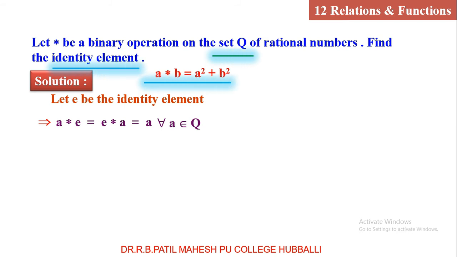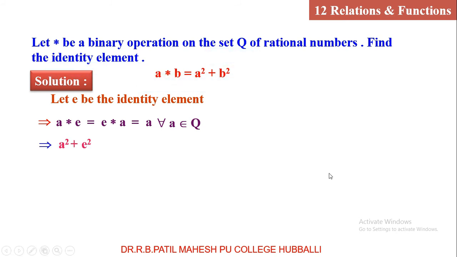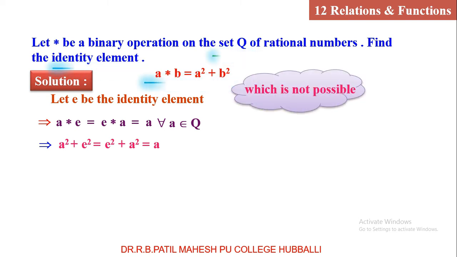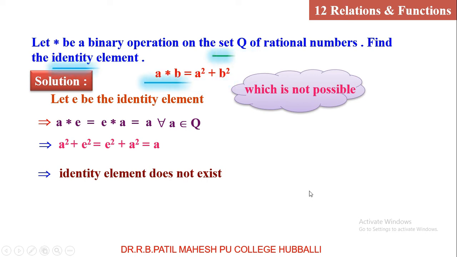Now I am going to apply: a star e is a square plus e square. Now e star a is e square plus a square, and this is equal to a according to the definition of identity element. Dear students, this is not possible to simplify for e. Therefore, identity element does not exist for this operation a star b equal to a square plus b square. Identity element does not exist.